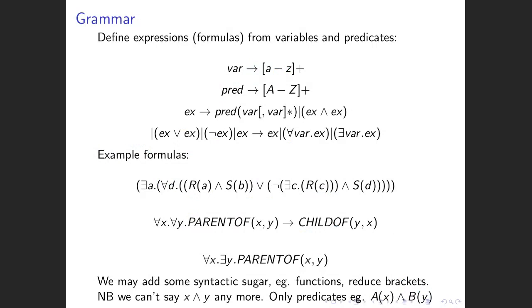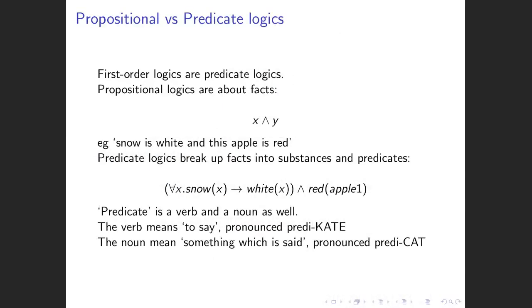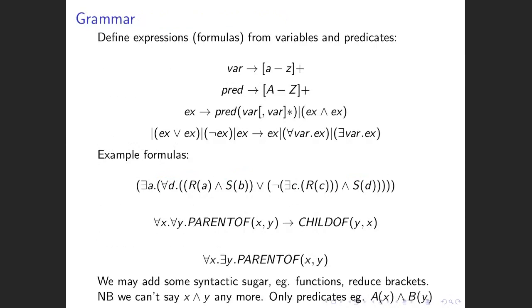So in first order logic, that was a simple example of a formula written in first order logic. We can define all the available formulas using a grammar as we did for propositional logic. And this is hopefully going to look very familiar because it's almost the same as the propositional logic grammar, but it includes a couple of extra components. So for first order logic, we can consider variables and predicates.